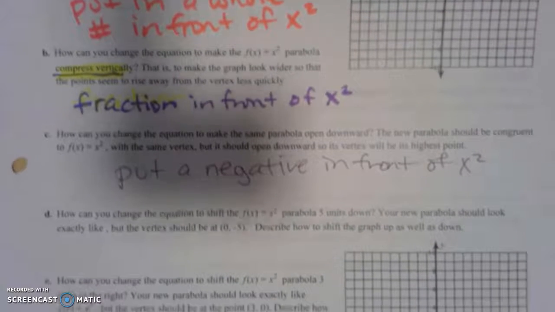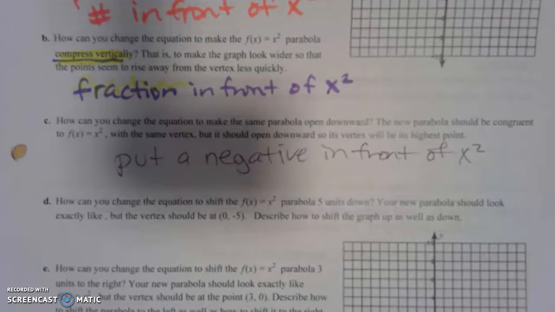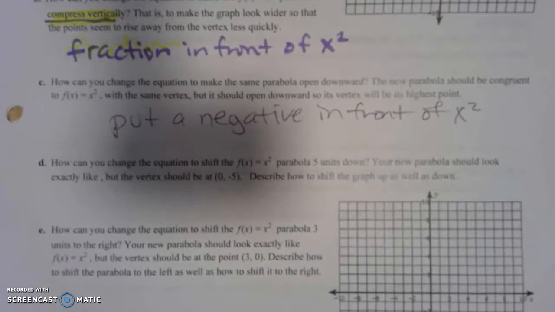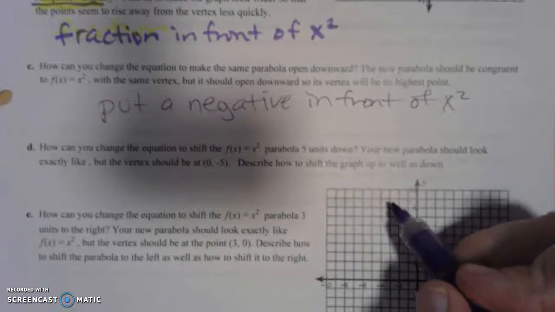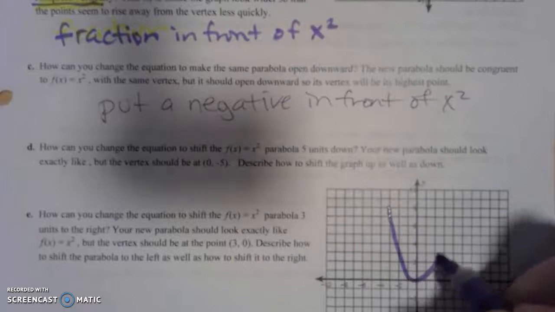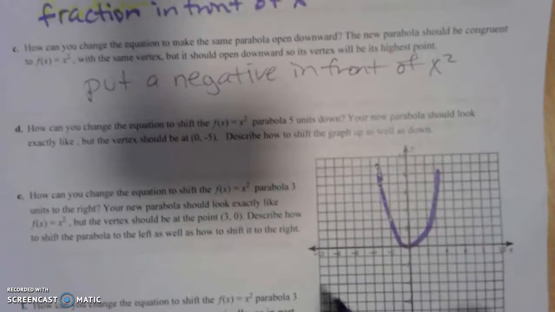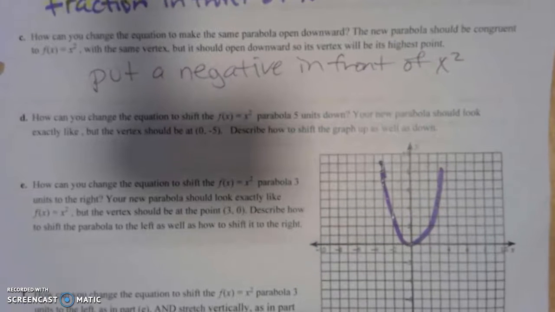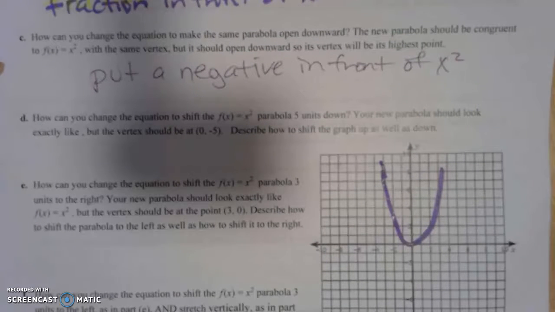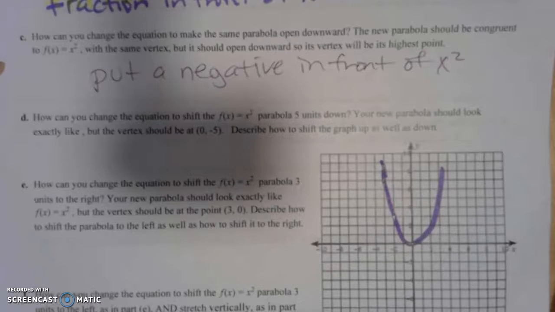Now let's look at this one. Let's start with our graph again of x squared. Okay, our graph x squared, I'm going to kind of estimate it out like this. That's our original. And how do we shift the parabola 5 units down?